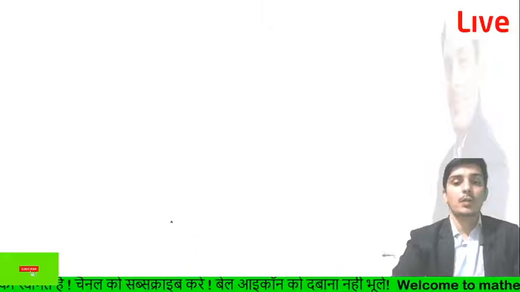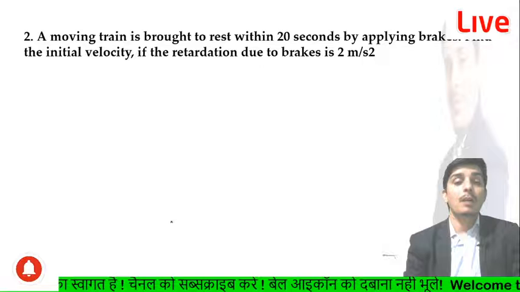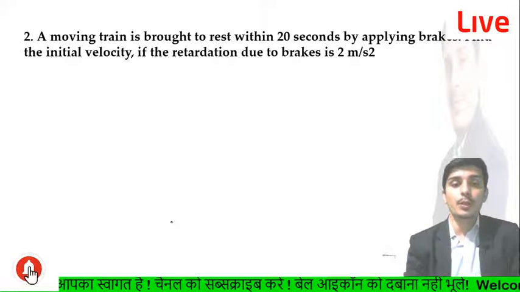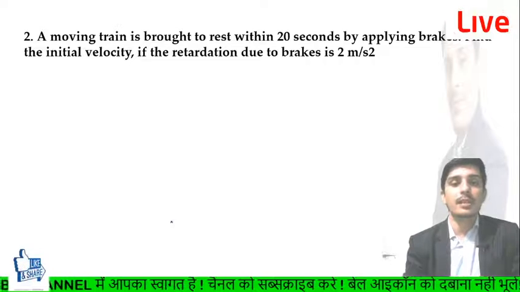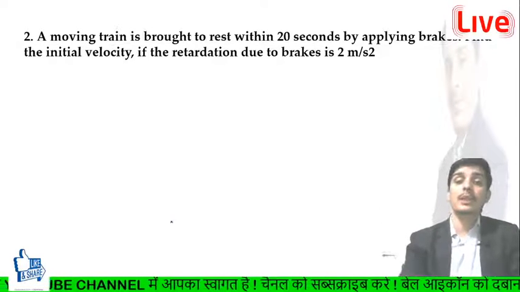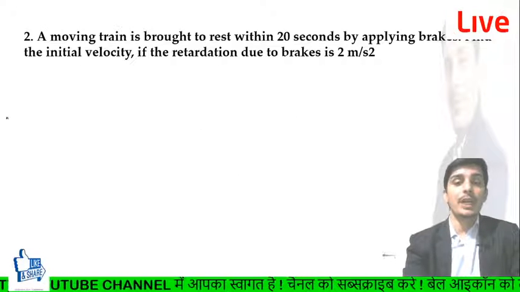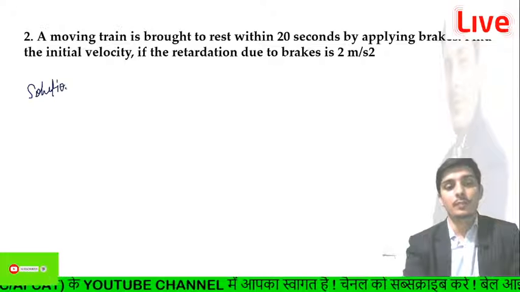Okay, so next question I am going to discuss. This is a very simple question. A moving train is brought to rest within 20 seconds by applying the brake. Find the initial velocity if the retardation due to the brakes is 2 meter per second square. You can solve this question very easily.